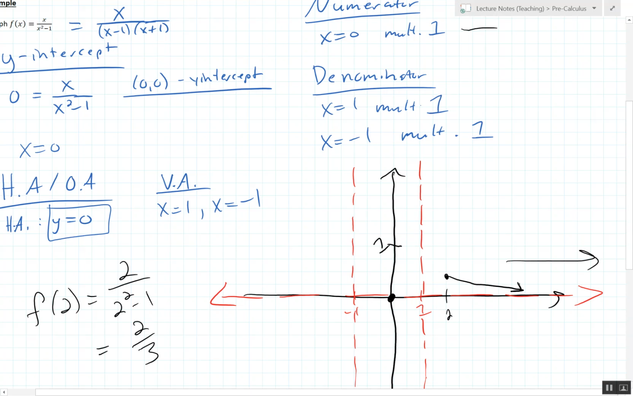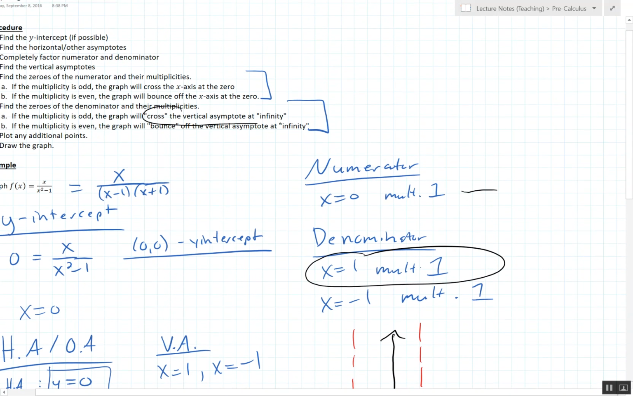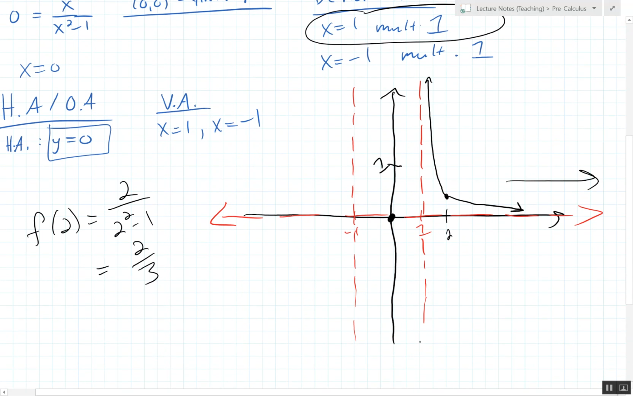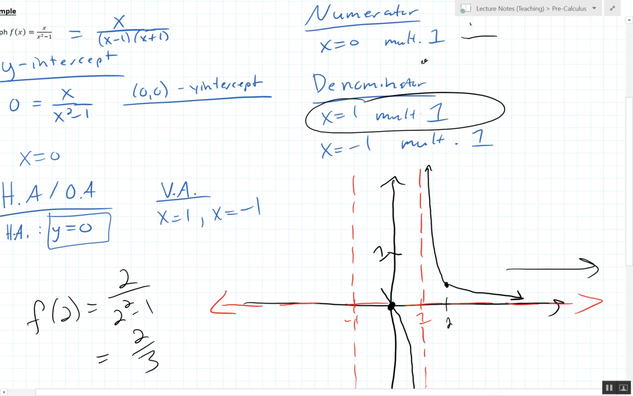And now we know that at x equals 1 for the denominator, we are going to have a multiplicity of 1, and this is where we're going to talk about crossing at infinity. So this function is going to come up here and go towards positive infinity, because it can't go towards negative infinity, since it would have to cross the x-axis. And when it gets up here to infinity, wherever infinity is, it's going to jump to the other side of the asymptote. And then it's going to cross here at x equals 0 because the multiplicity was 1 at x equals 0.